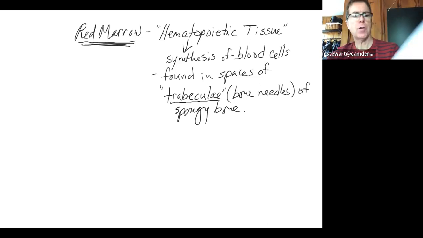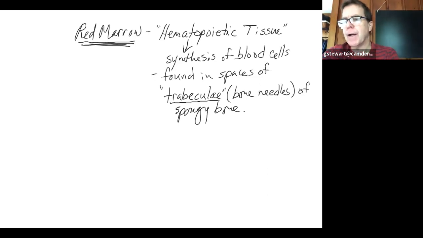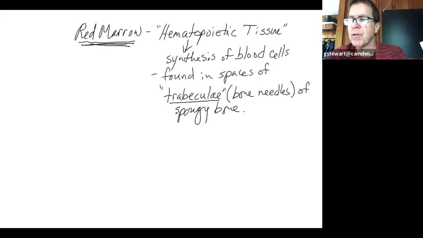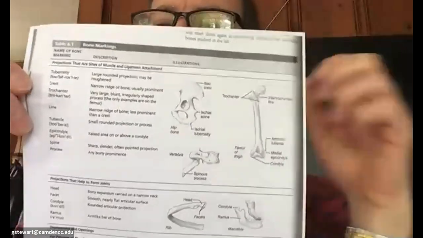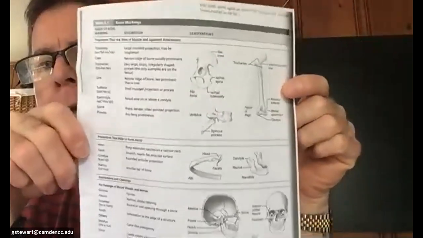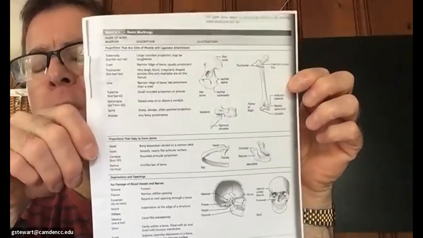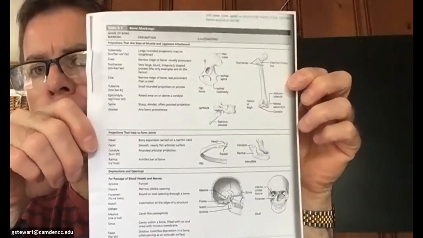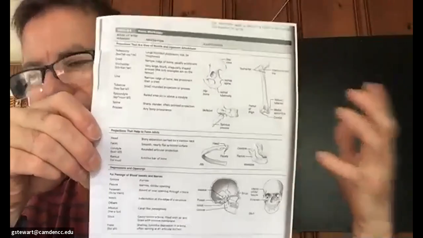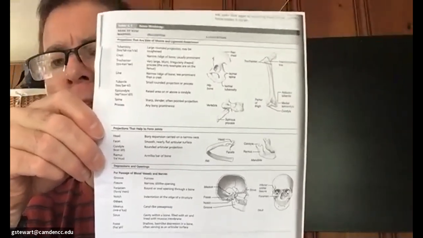Now I'm going to flash something up for you. I do this every semester. You don't have to do this. It's just a recommendation. So let me get rid of this white screen. I usually photocopy a table from my textbook. So if you have the digital version, you can print this out. If you have the hard copy version, you can just photocopy this or scan it. This is a table from your book, table 6.1, and it lists all of the bone markings that you need to familiarize yourself with.